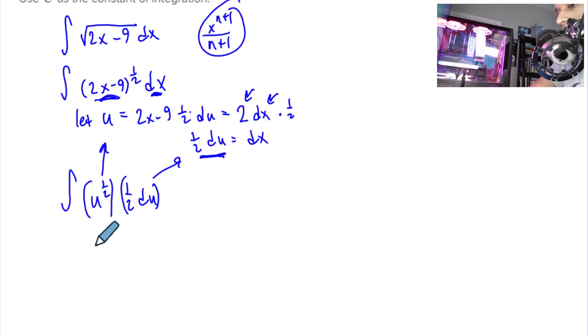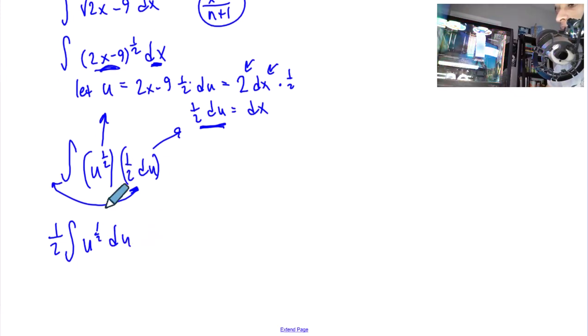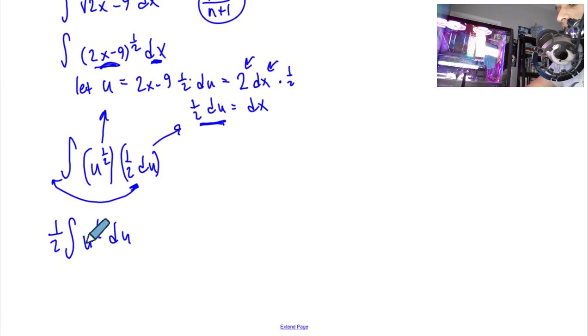So now let's simplify this, make it look better. So remember, a constant can go in front. So I'll say 1/2 integral u to the 1/2 du. Pretty. Now let's continue to solve this. Okay. So we have now 1/2 times u to the 1/2 plus 1 over 1/2 plus 1. And so we continue that. This is going to be 1/2 times u to the 3/2 over 3/2.